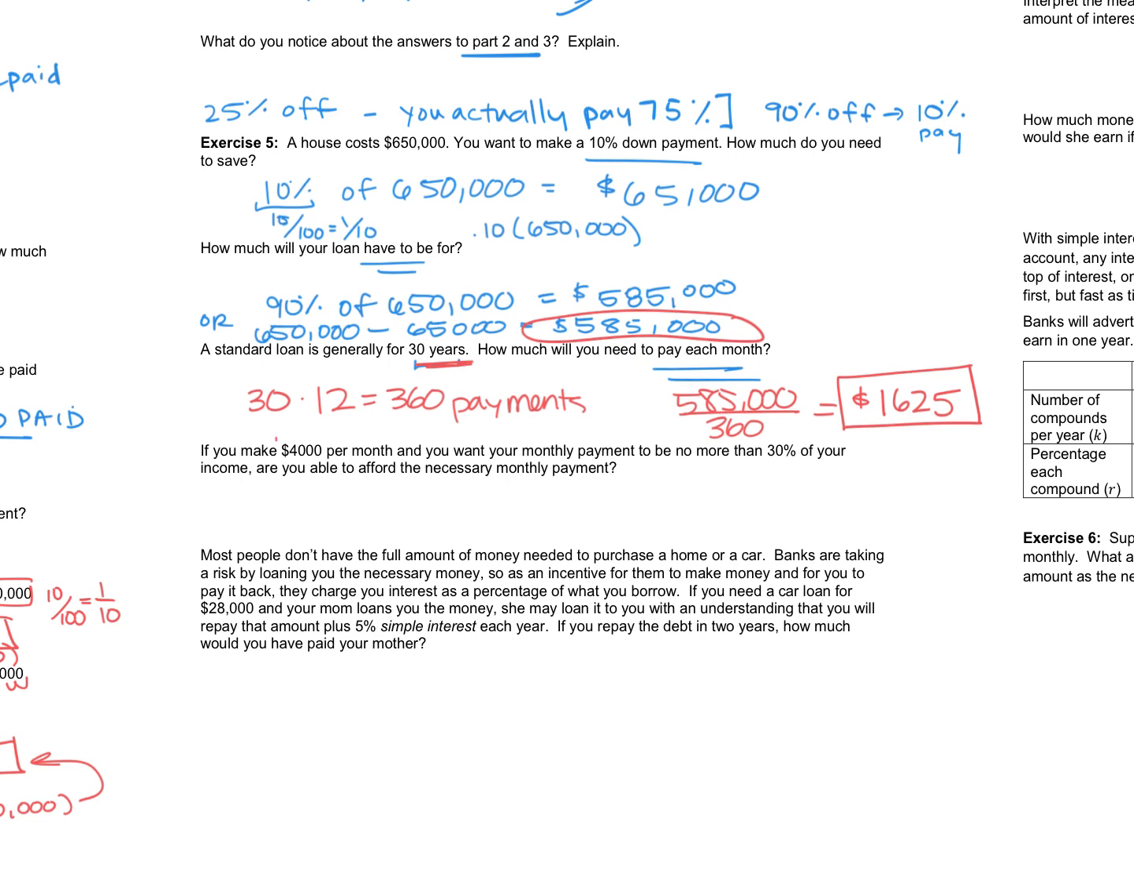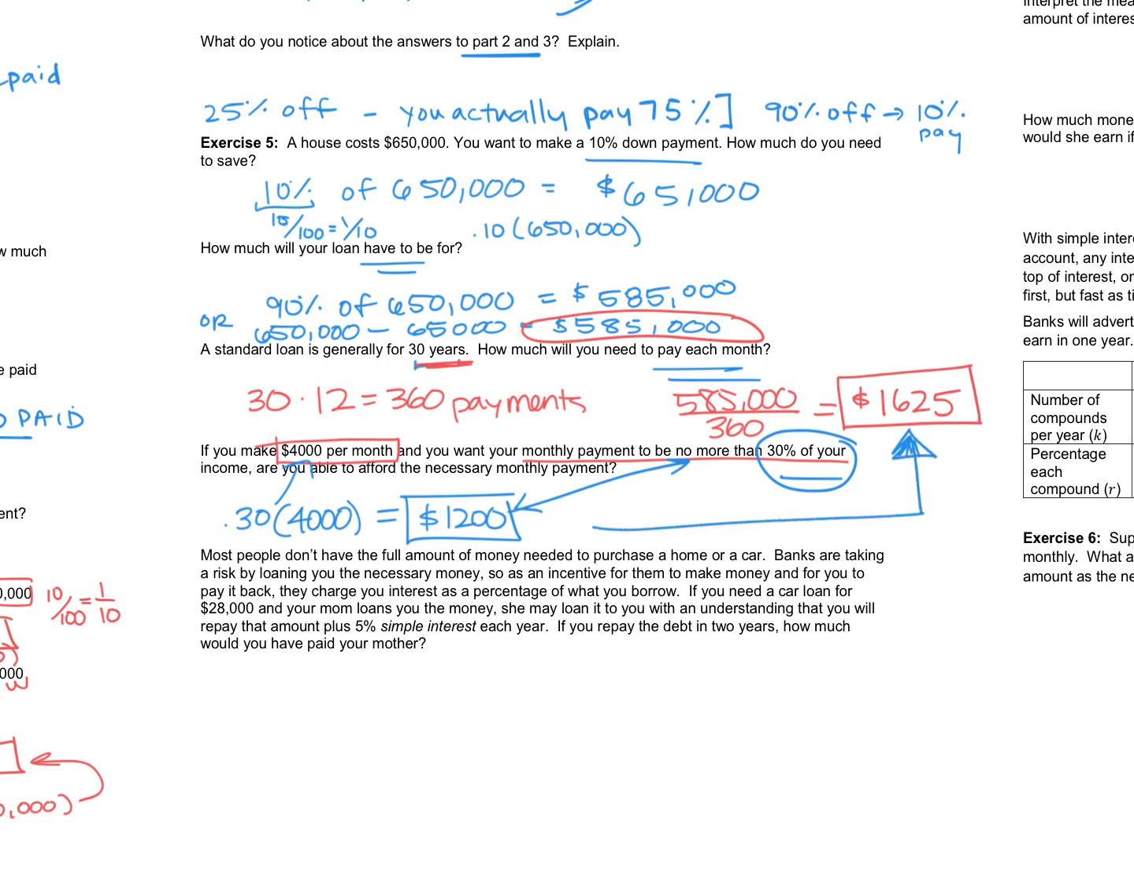Now, if I make $4,000 a month and I want my monthly payment to be no more than 30%, that's kind of a standard, that you don't want your housing to be more than 30% of what you get paid. So let's think about what 30% of that 4,000 is. So we could do 0.30 times 4,000, or think about it lots of different ways, but that's going to get me $1,200. So what that means is that I want my housing to be no more than $1,200. And so already, without even thinking about that interest that I'm going to normally have to pay, I'm over that amount. So I would not be able to afford that.